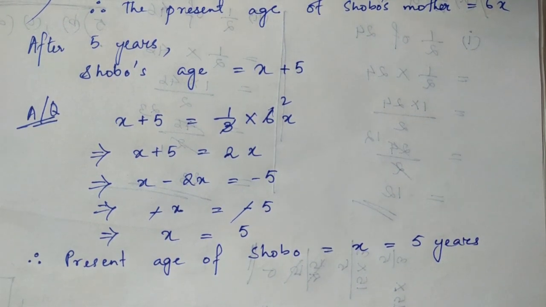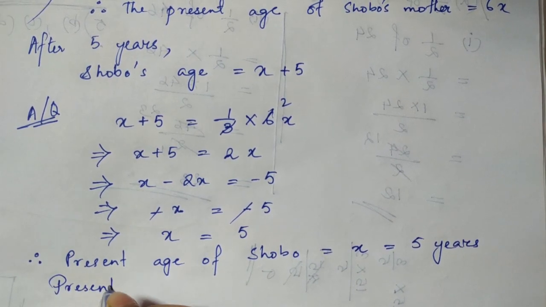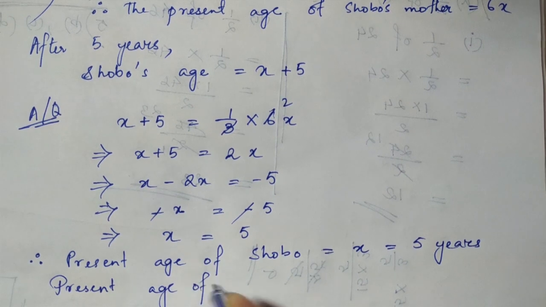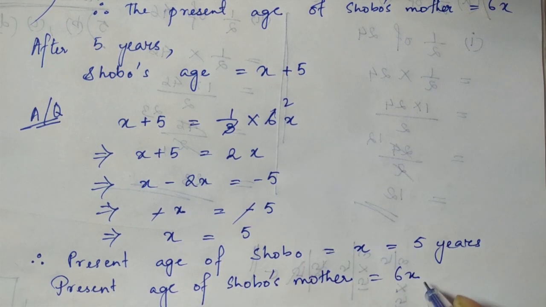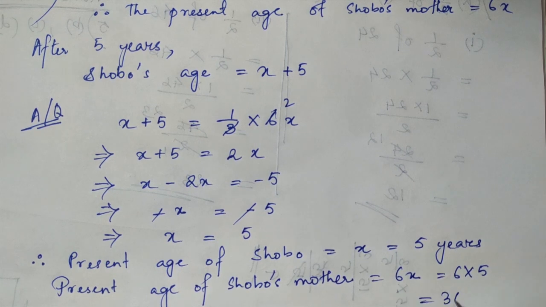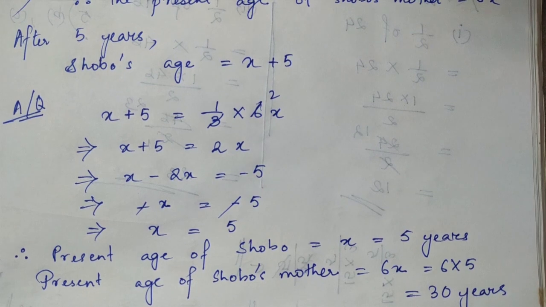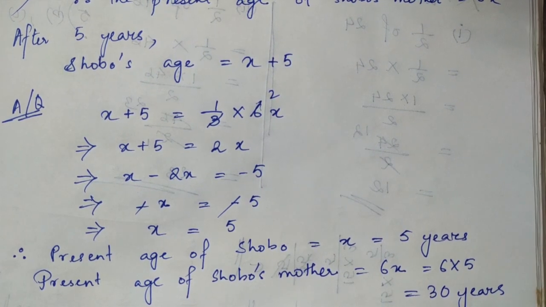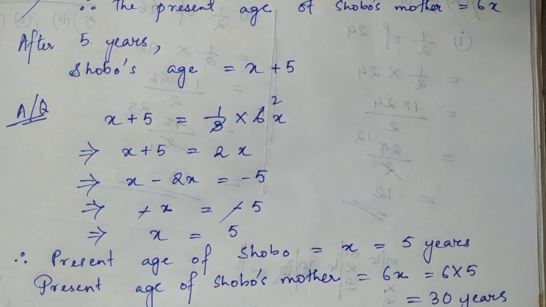And what will be his mother's age? The present age of Shobo's mother we have considered as 6x. So it will be equal to 6 into 5, which is equal to 30 years. Okay? So this is the solution to the given question. So I hope you have understood.